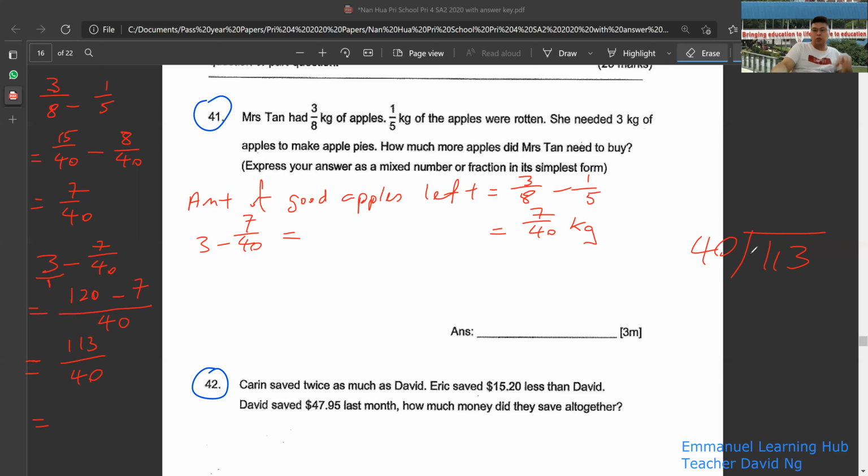What? 23. No, not 23. You see, answer is 2. 2 times 40 is 80. 113 minus 80 is 33. So remainder is 33, right? 2 and 33 over 40. But my remainder is 3. So your working is wrong. Your remainder should be 33, not 3, because you're dividing by 40. You're not dividing by 4.